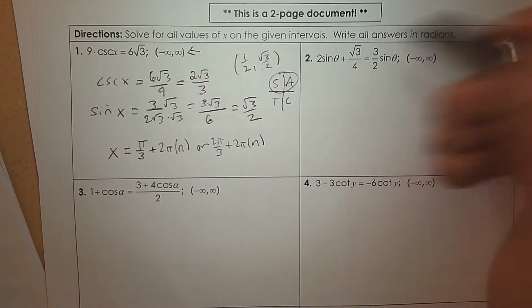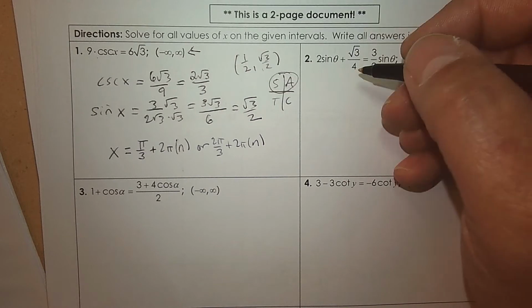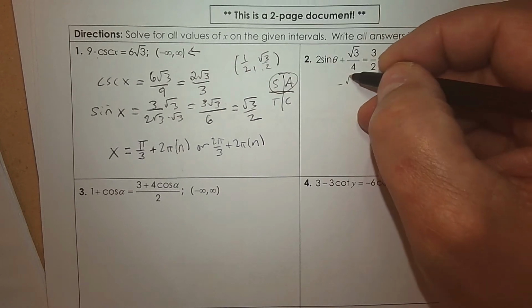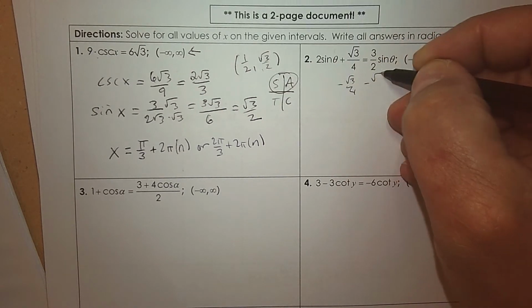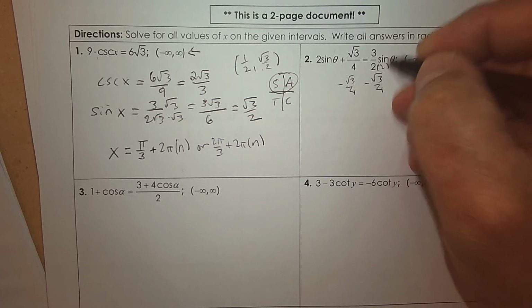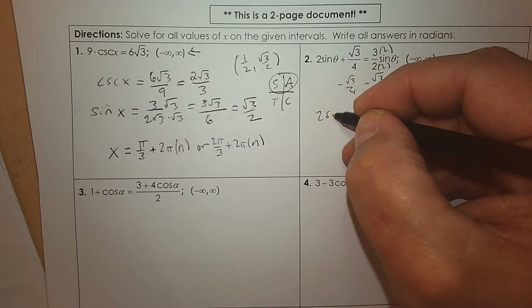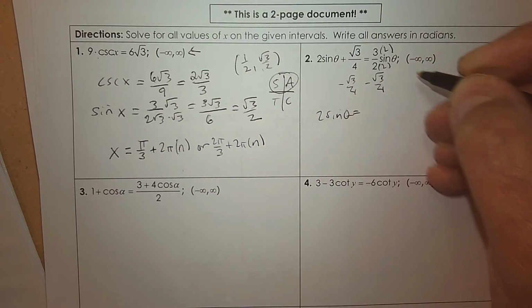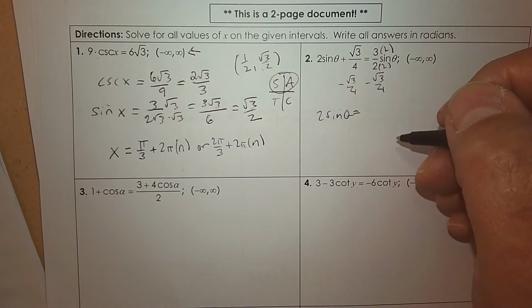All right, number 2, can you get sine by itself? Step 1 is to subtract root 3 over 4. To do that, I need a common denominator, so I'm going to multiply by 2, top and bottom. So that's 6 take away root 3.